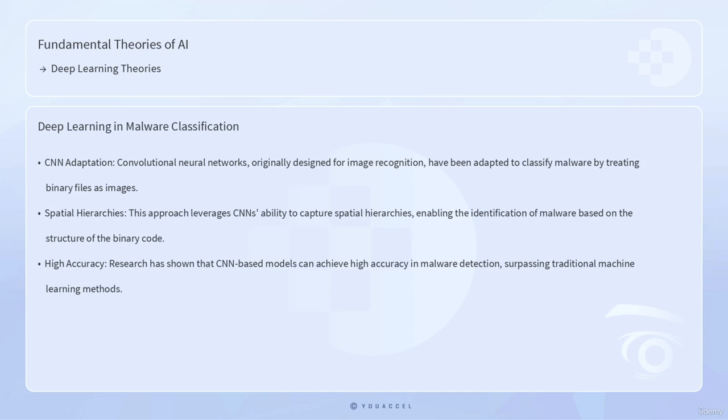Malware classification is another area where deep learning excels. Convolutional neural networks, originally designed for image recognition, have been adapted to classify malware by treating binary files as images. This approach leverages CNN's ability to capture spatial hierarchies, enabling the identification of malware based on the structure of the binary code. Research has shown that CNN-based models can achieve high accuracy in malware detection, surpassing traditional machine learning methods.